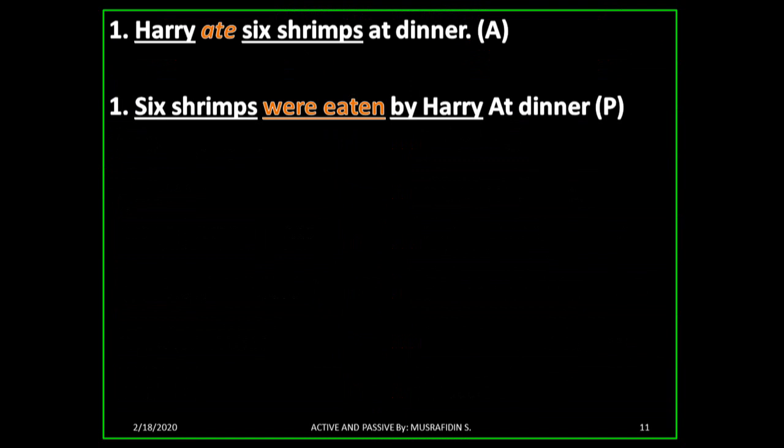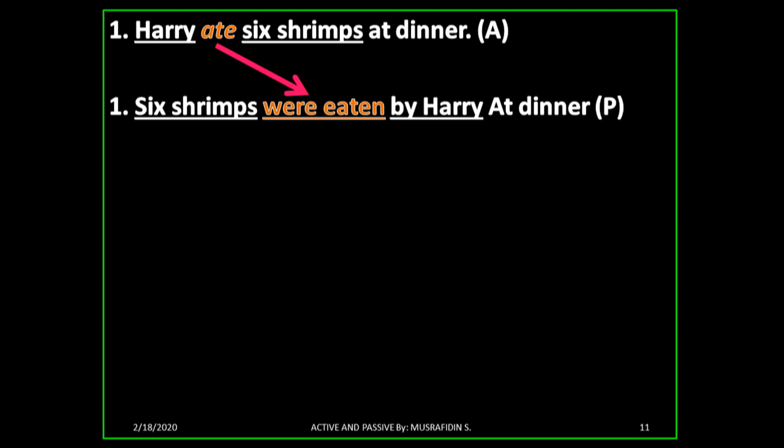Number 1. Harry ate 6 shrimps at dinner. So you just focus on the verb in active. The verb is ate. It means that it is verb 2. So if we change that into passive, remember to be for simple past is was and were. Therefore, here we have were eaten.